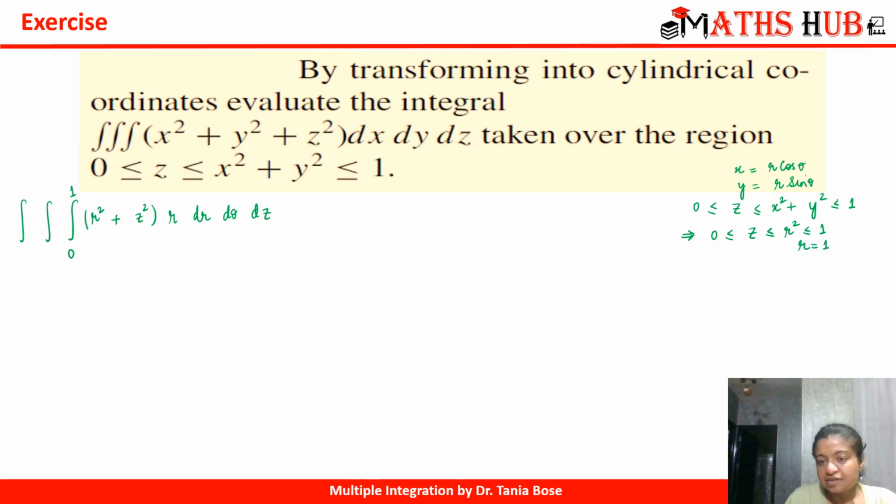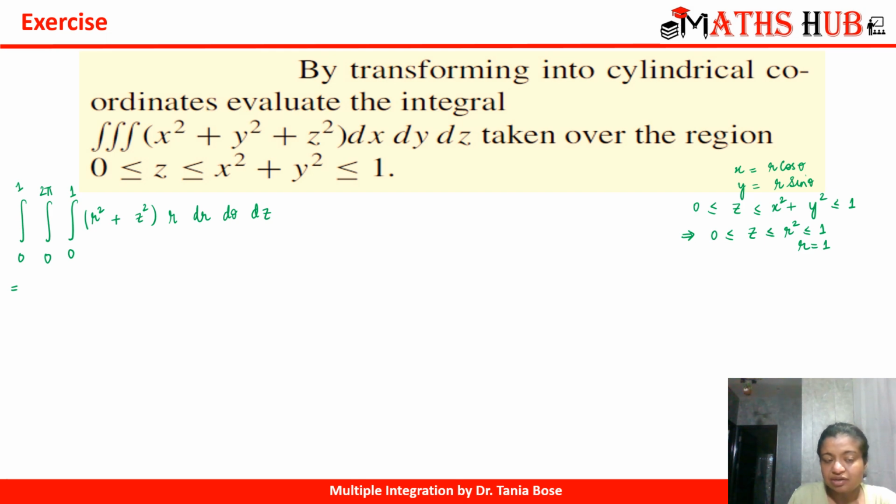Now since r is equal to 1, that means it is a circle whose center is at the origin and radius is equal to 1. So if you check the limits of theta, since it's a complete circle, theta will lie from 0 to 2 pi. And where will z lie? You can see that z is bounded between 0 and 1. So z will also lie between 0 and 1. Right? So now let us try to perform this integral.